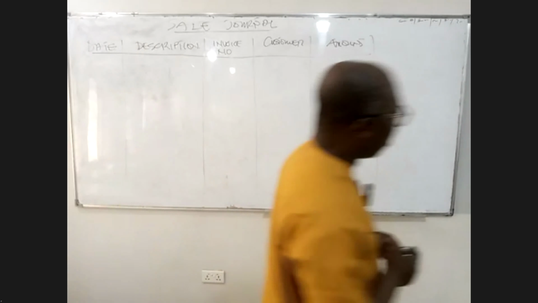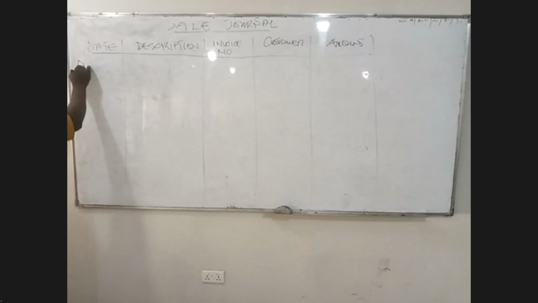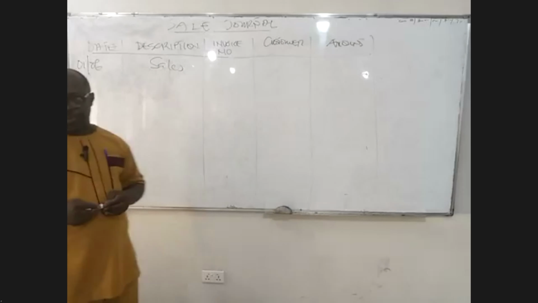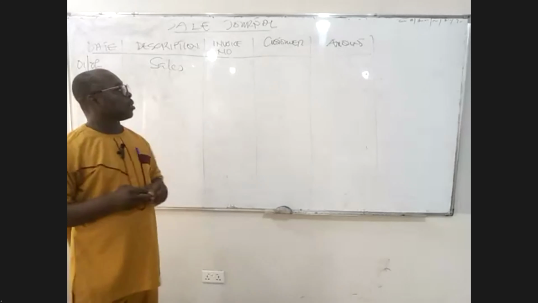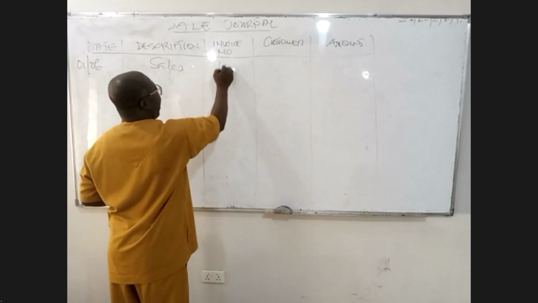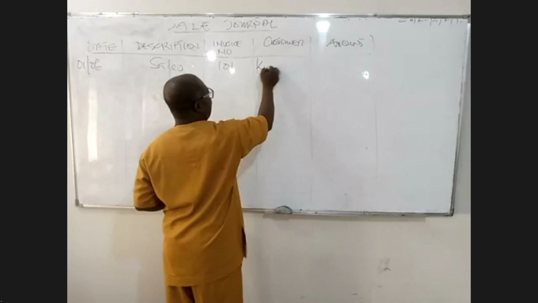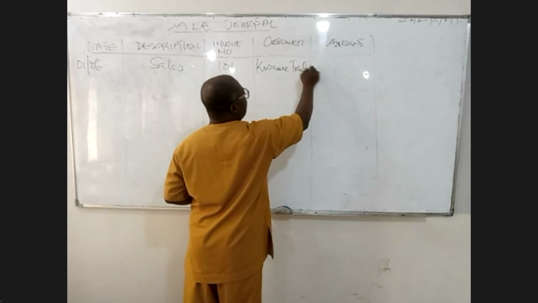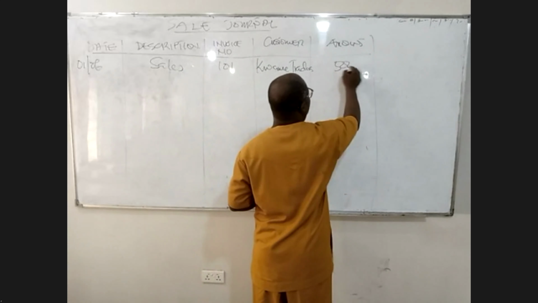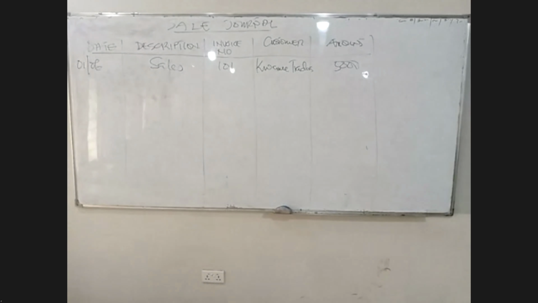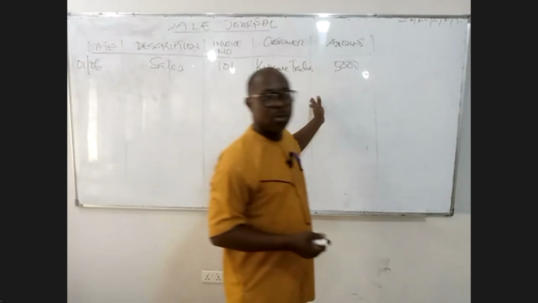The first one. It says what? The date is what? So 1st of June. Description is sales, simply put. Sales. Are you okay? Good. What's the invoice number? 101. Thank you. What's the name of the client, customer? Kwame Traders. What's the amount? 5,000. Isn't that very easy? It's very, very easy. So even if you don't have a background in accounting, this one, you should be able to get it. Number two, it's a purchase of goods. Are you going to record it here? Why?